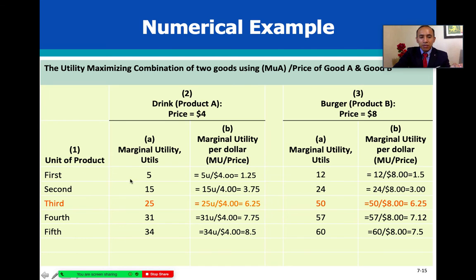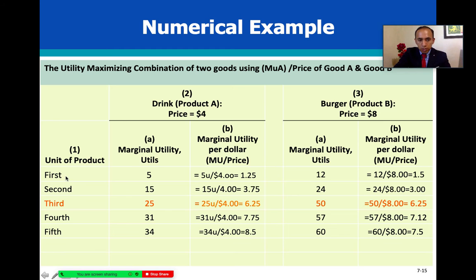The first drink gives you a marginal utility of 5. This is marginal utility, not utility. You have to be able to differentiate. Utility is just the satisfaction. Total utility is the total satisfaction added together. Marginal utility is the change in satisfaction. That's why we're making sure that you identify that difference. Marginal utility is what is here.